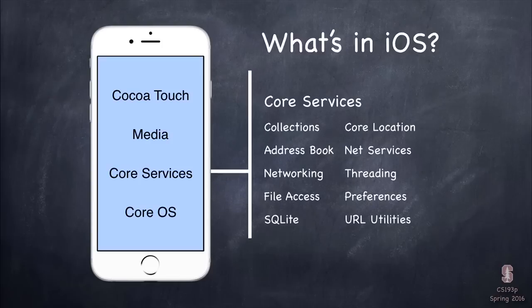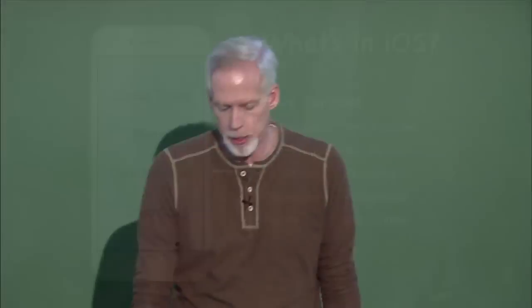Next, there's a core services layer. Because we want to program in object-oriented programming as much as possible, there is a layer which is written in an object-oriented language on top of Unix, so you can get at things like networking, multi-threading, preferences, and SQL for databases. You can get at these things using object-oriented APIs. But there's no UI in this layer. This is kind of the base layer.